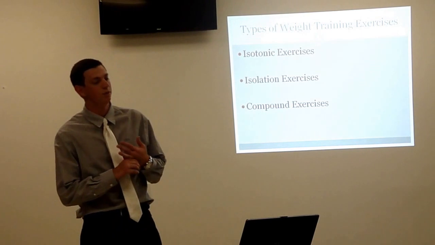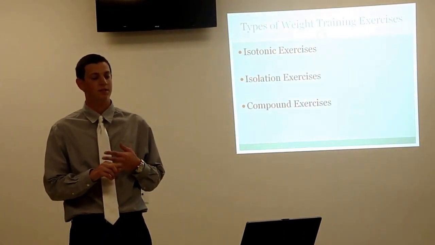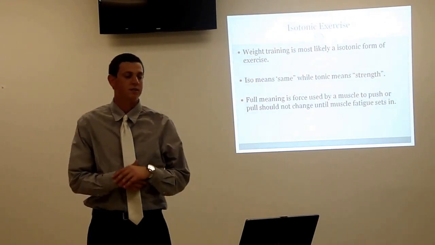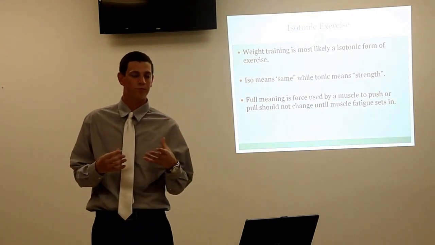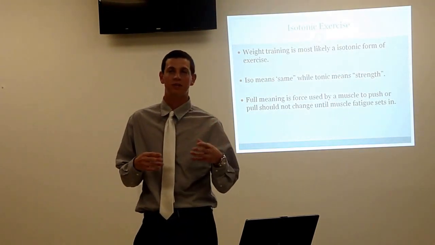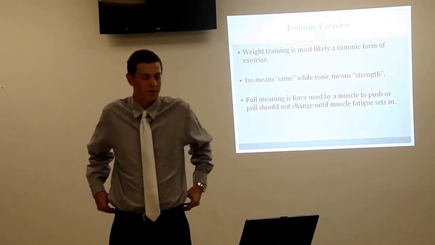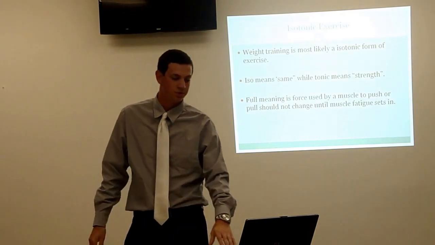So 3 types of weight training exercise are isotonic exercises, isolation exercises, and compound exercises. So, isotonic exercise. Weight training is most likely an isotonic form of exercise. Iso meaning same, and tonic meaning strength. It is a force used by a muscle to push or pull and not change until muscle fatigue sets in.